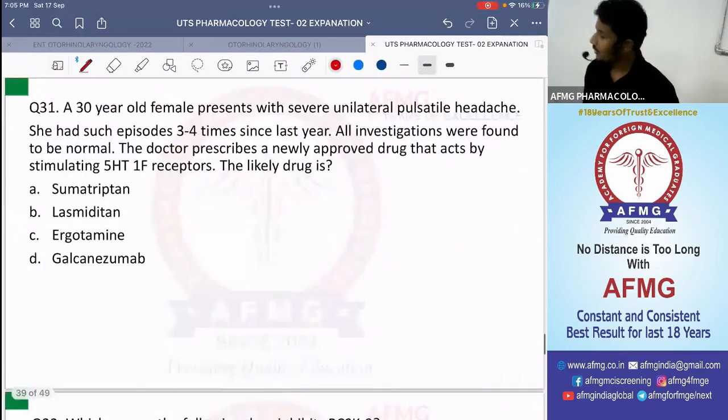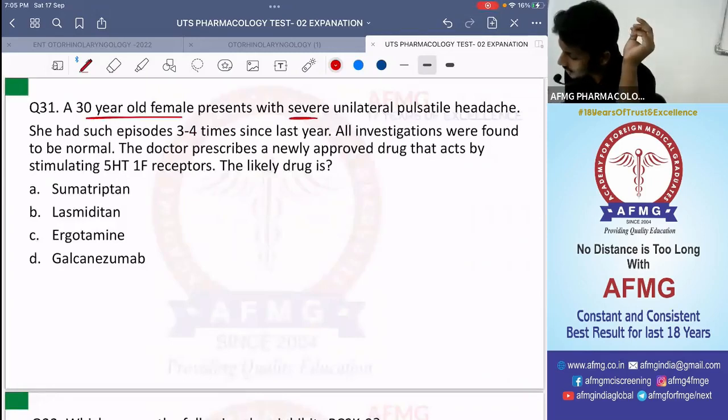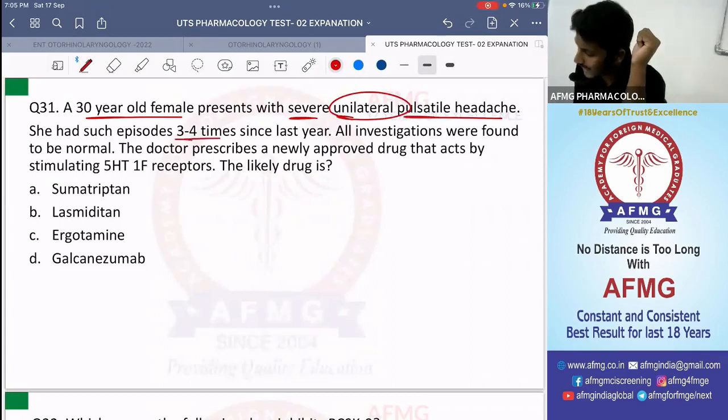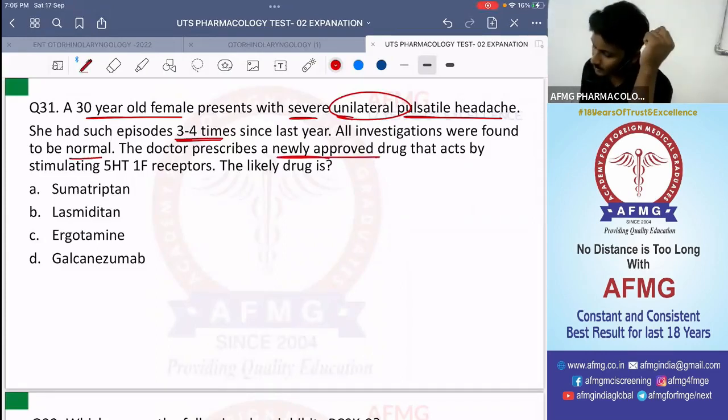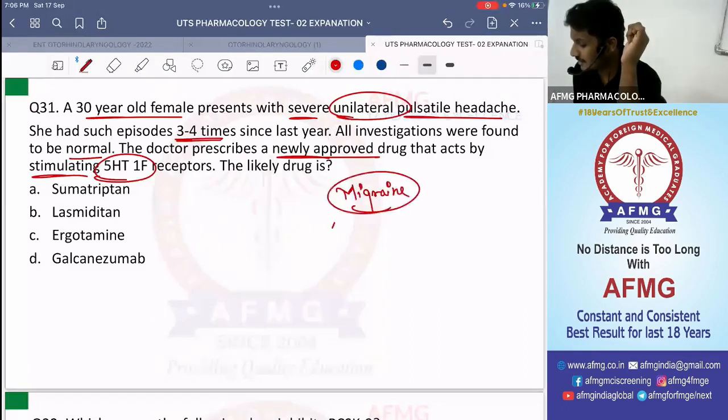Question number 31. A 30-year-old female presents with severe unilateral pulsatile headache. She had such episodes 3 to 4 times since last year. It is an episodic disease. All investigations were found to be normal. The doctor prescribed the newly approved drug that acts by stimulating the 5-HT1F receptors. I already told you, the diagnosis is migraine. And I told you about 5-HT1B/1D agonists.